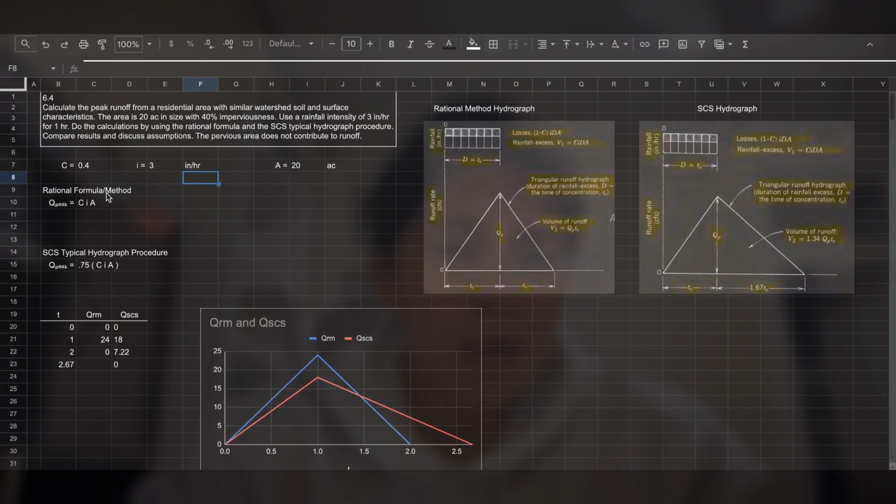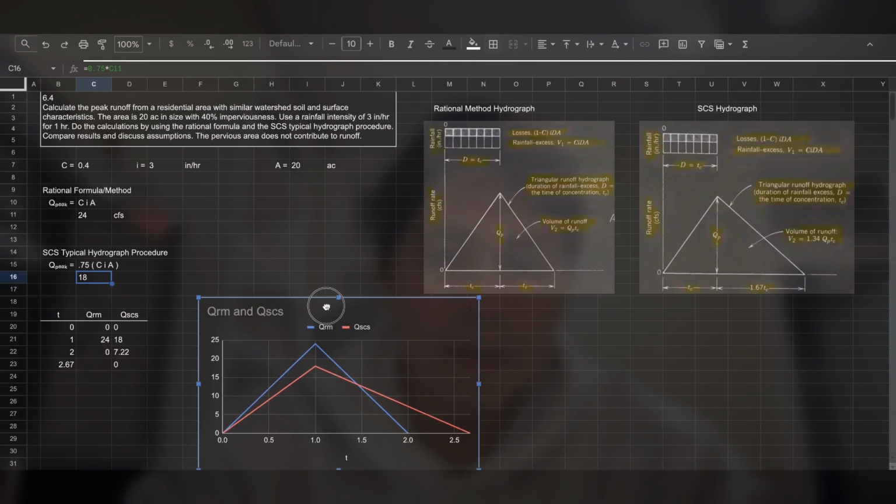So we need to use the rational formula or the rational method that we already know, and the SES typical hydrograph procedure. It's very simple. One is CIA, and the other one, the SES, is 0.75 CIA. So to find the peak flow, all you need to do is, as we did before, multiply C times I times A, and this is going to be CFS, cubic feet per second. Now, for the SES, it's going to be 75% of that, 0.75 times this value here. And yeah, you have found your peak flows for both cases.